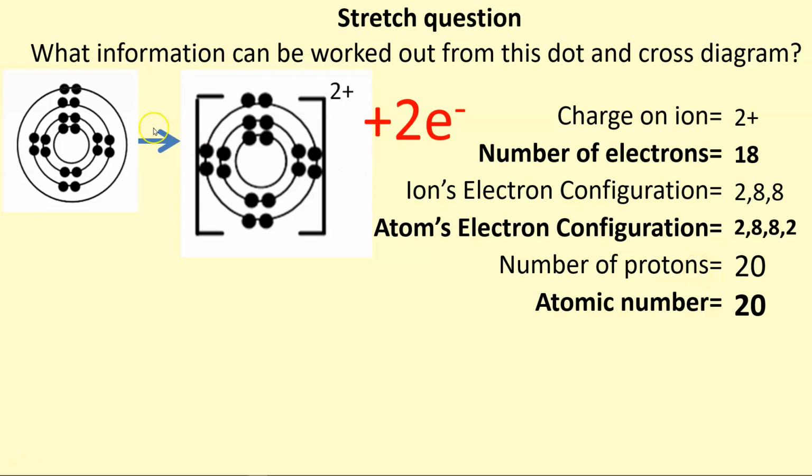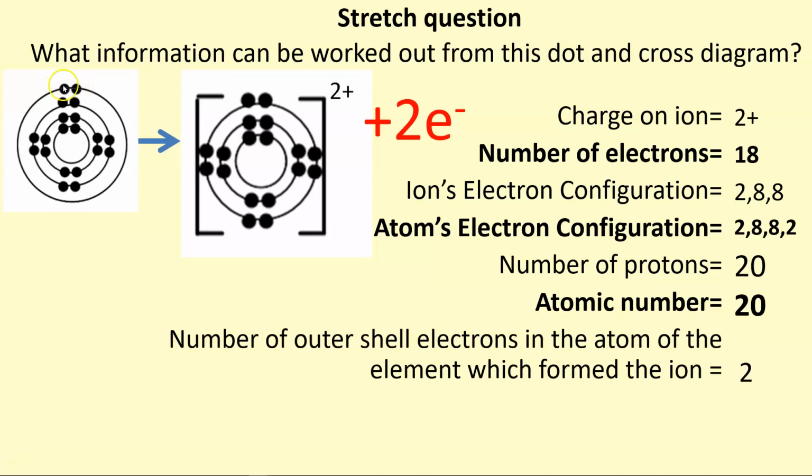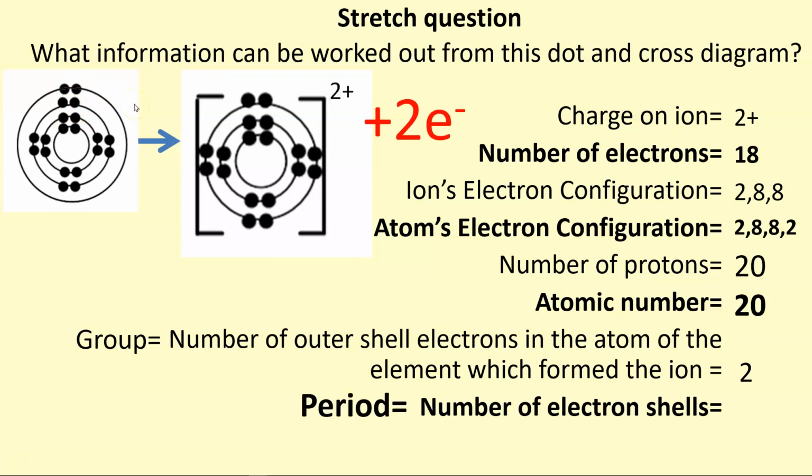And if we look at this diagram, we can see how many electrons in the outer shell, 2, which is equivalent or equal to the group number, so it's in group 2. We can now think about how many electron shells there are in the atom, 1, 2, 3, 4. So it's got 4 shells of electrons in the atom, so it's going to be from period 4.